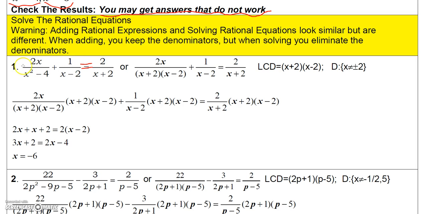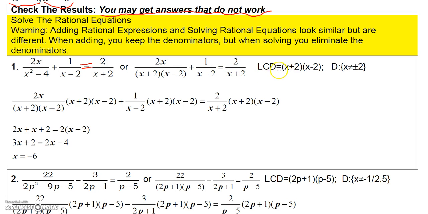So now let's see if we can find what the lowest common denominator of these three terms is. First of all, let's rewrite it. Let's write the x squared minus 4 as x plus 2 times x minus 2. And so we have 2x over x plus 2 times x minus 2. And then we're going to add to that 1 over x minus 2, and that equals 2 over x plus 2.